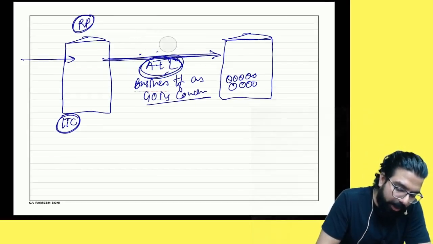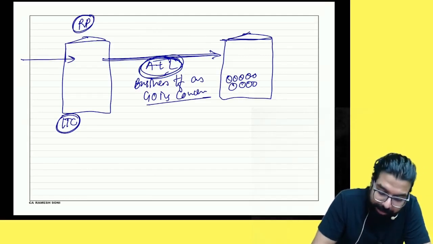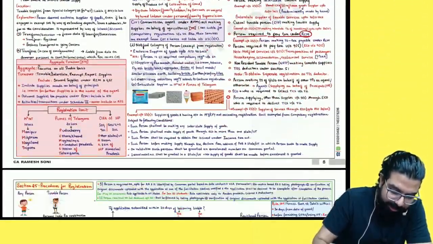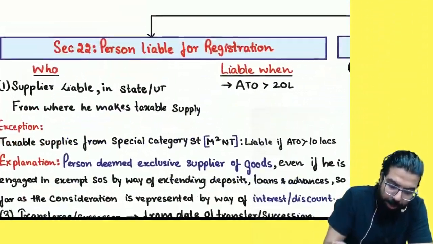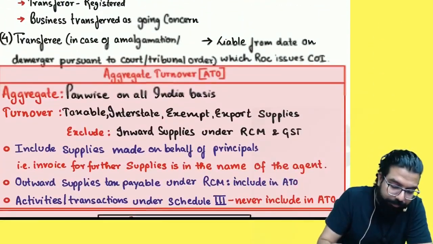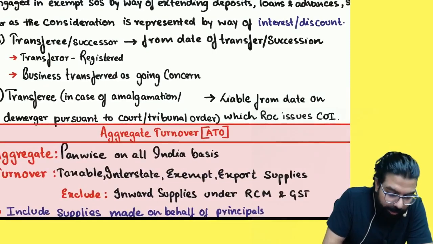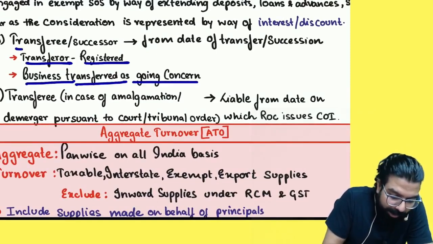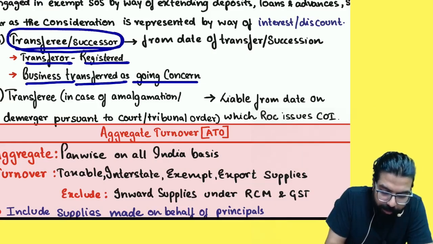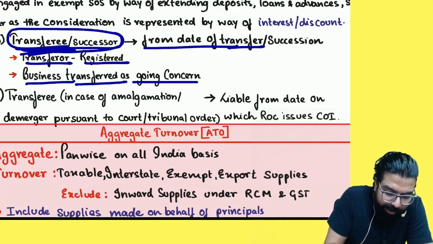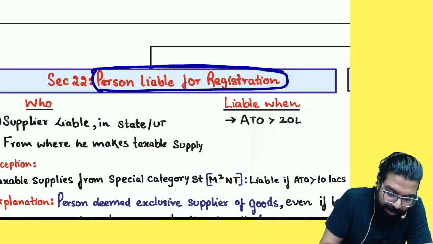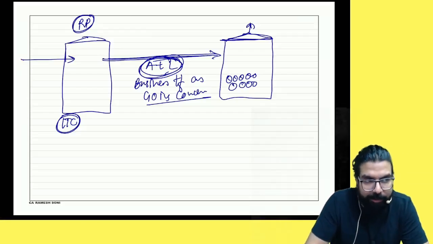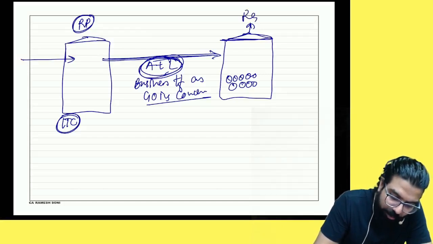Government told, okay, what are you going to do then? I told, see, I will tell my friend that you take registration. In your registration chapter, you will learn about it. Whenever any person who is registered is transferring his business as a going concern, who has to take registration? From the date of transfer, the transferee has to take. In our registration chapter, we'll learn who are the people liable for registration. Transferee. My friend has to take registration. You know why?